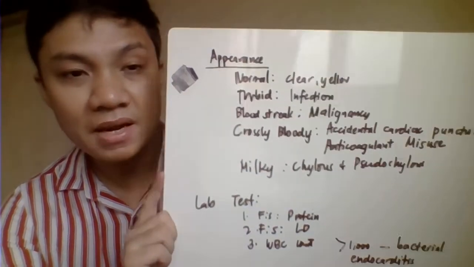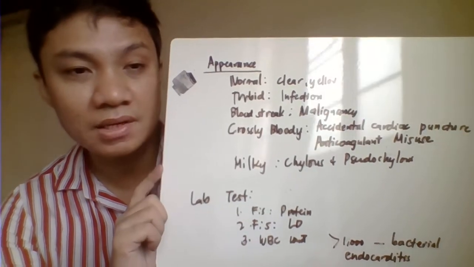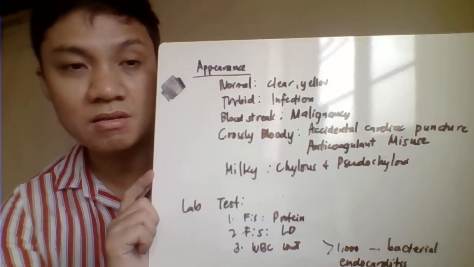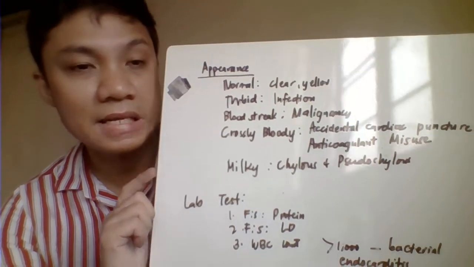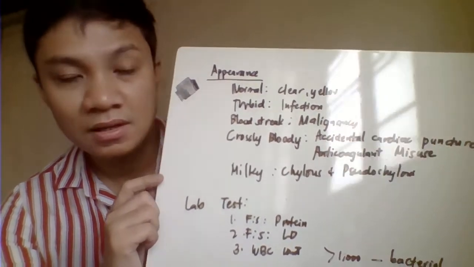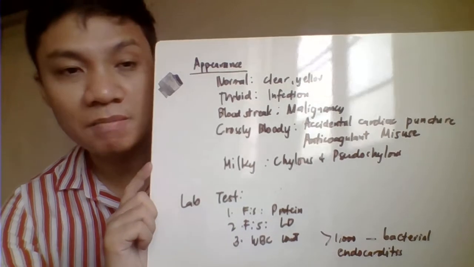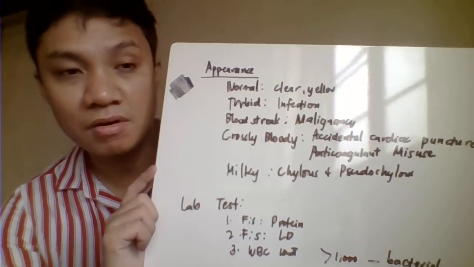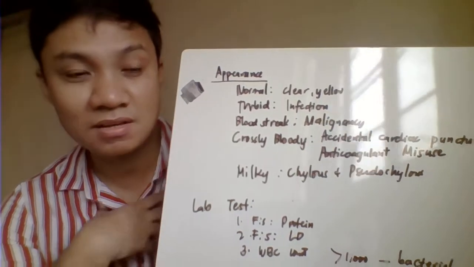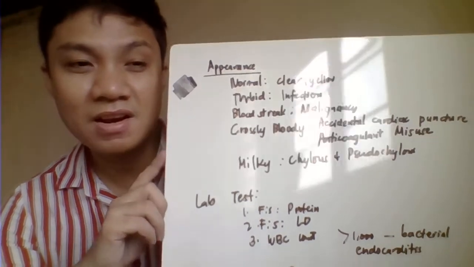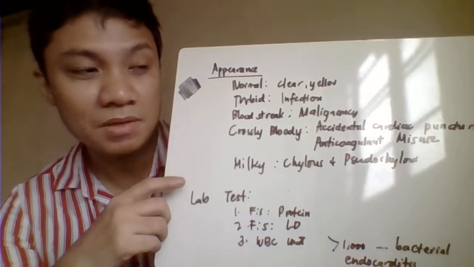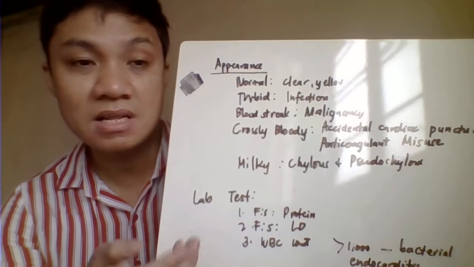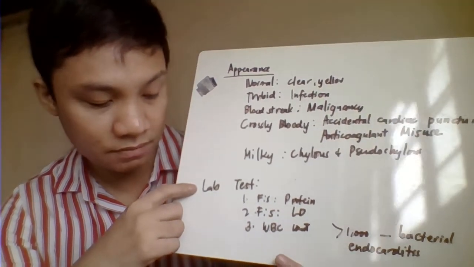Okay, for the appearance, normal pericardial fluid is clear yellow. You could also see it as turbid, highly turbid, related to a high level of your WBC related to microbial infection. You could also have blood streaks related to your malignancy. A grossly bloody specimen may be related to accidental cardiac puncture, or you could also have anticoagulant misuse. You could have a milky specimen, again related to your chylous and pseudochylous.